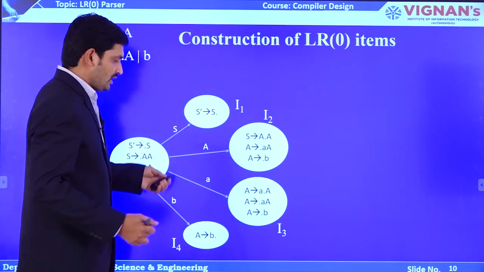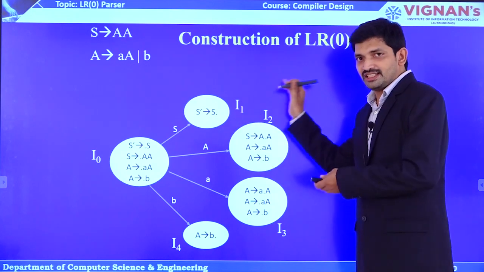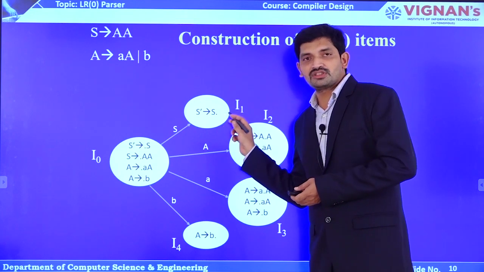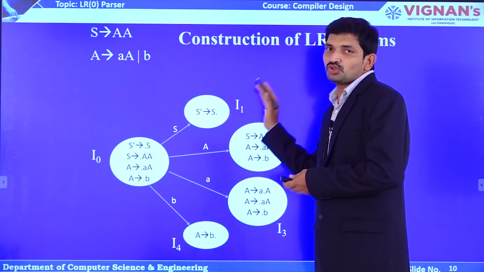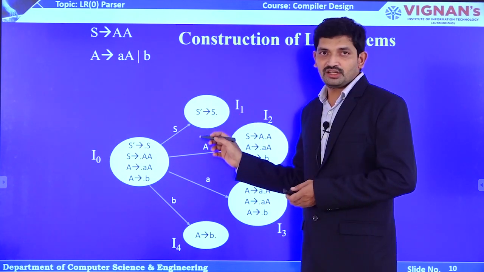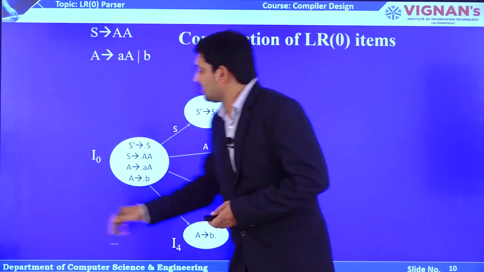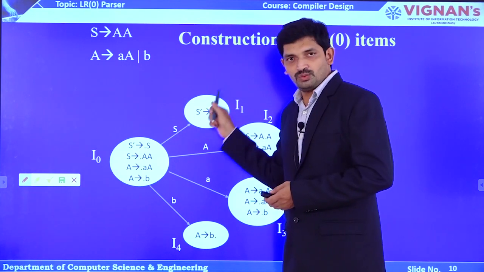Then now again come to this position. We are going to process the next step. Now come to here. Here you can see the dot symbol has reached the extreme right, so we cannot process any further step. But this is not a final item, because this is the augmented production which is added by me. So this is not a final item.